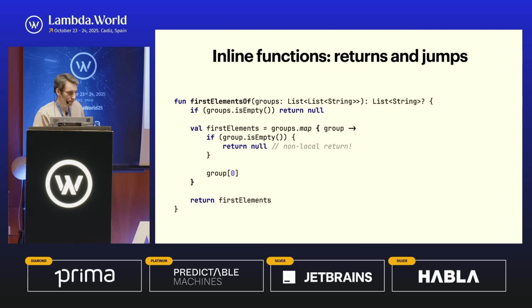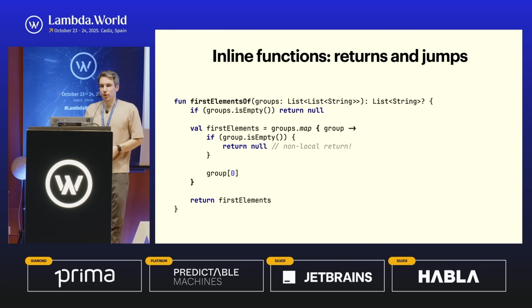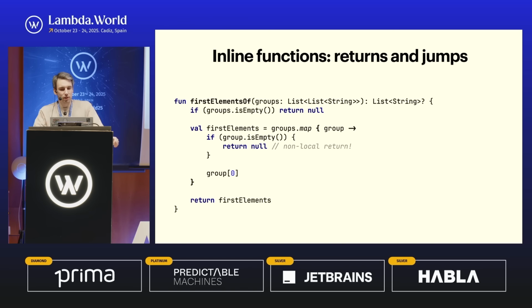While suspend is just one of the effects, the other effect is actually a regular return, or non-local jump. It can also be considered an effect. And again, inline functions can simply work with it. If I write a function like first elements of groups, where I have a list of lists, and when I do my map operation I see that a group is empty, I can simply return null from the whole function.